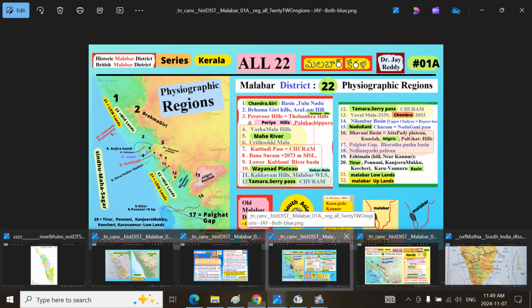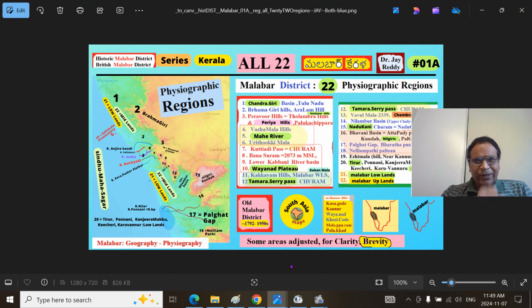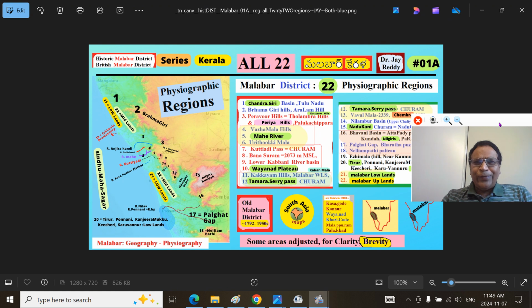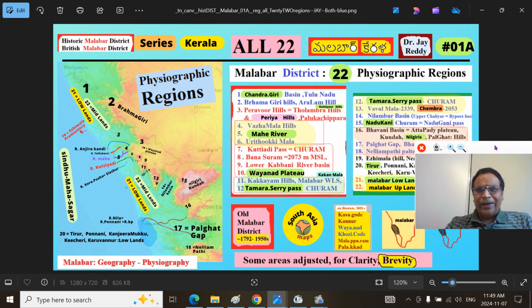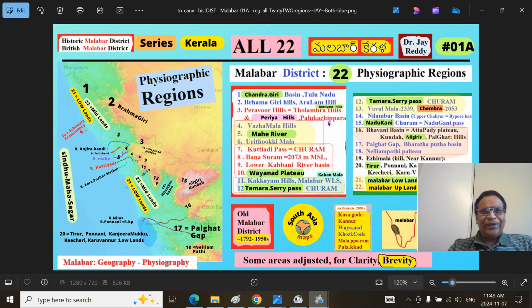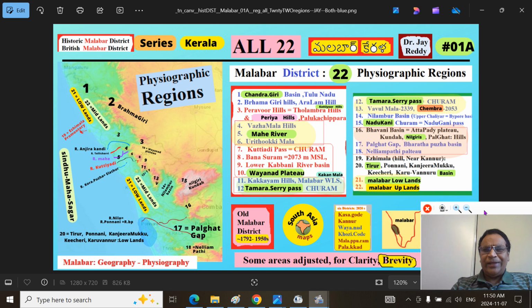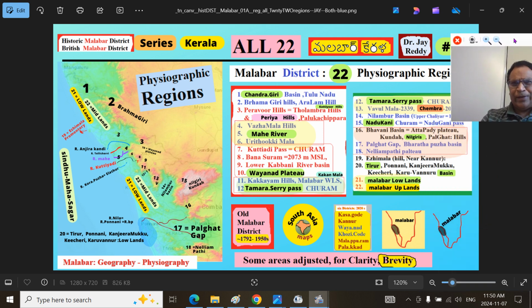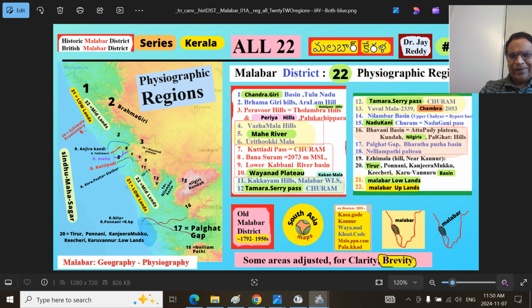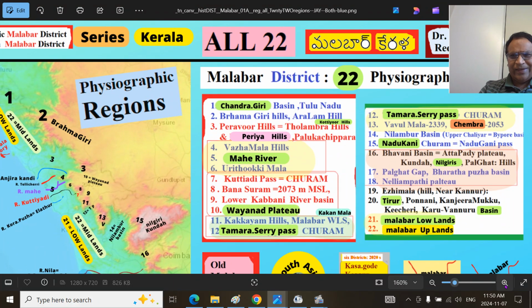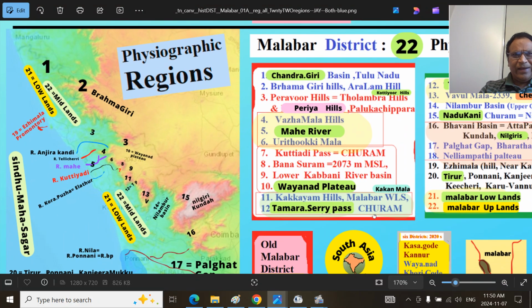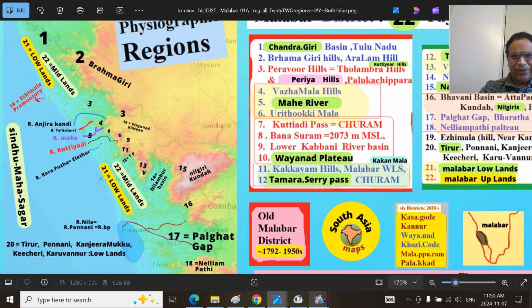For clarity, I have here in one map all the 22 physiographic regions we will be covering. You see this particular part will be covered. I am putting this map so that you will have all the regions in one place. Physiographic regions.